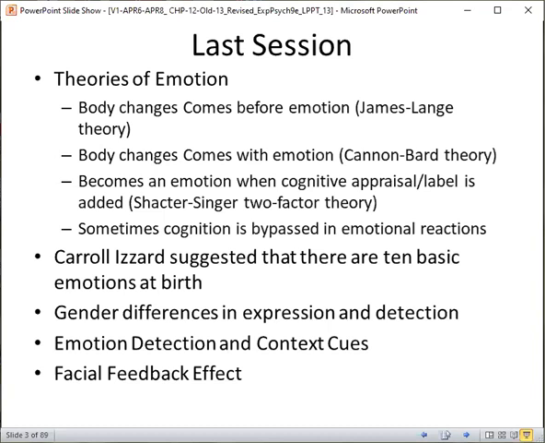And then we looked at Schachter and Singer. Emotion comes about when we cognitively appraise and label an emotion as something, and that is the two-factor theory. And then we saw a couple of theories that looked at how cognition is sometimes bypassed and we have an emotional reaction to something. We might not even have an awareness of why we have a reaction, it just occurs. So we looked at theories that proposed that as well. All of these explain how it is that we experience emotion, and they're all right to certain degrees, depending on what situation the individual's in.